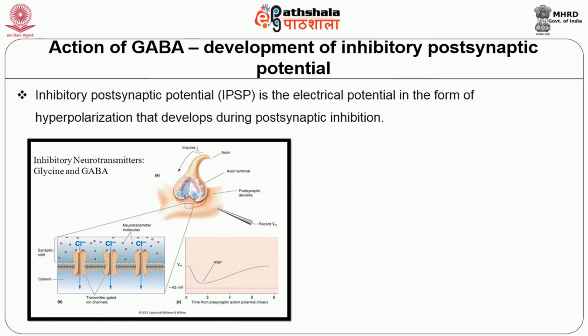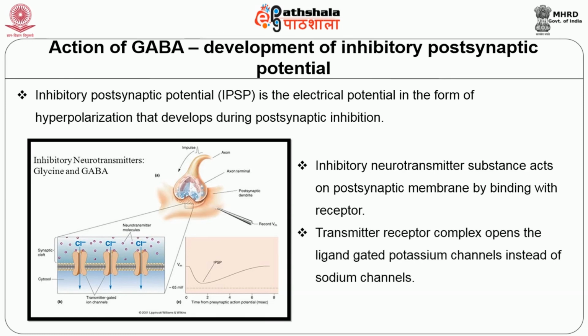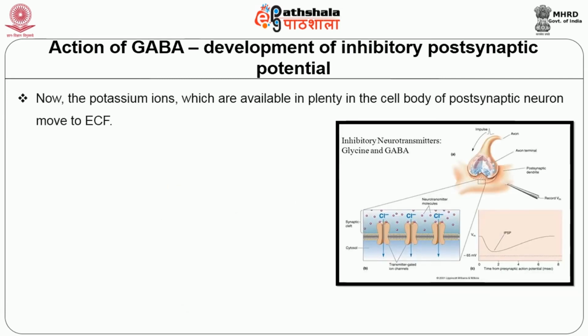This iPSP is the electrical potential in the form of hyperpolarization that develops during postsynaptic inhibition. The inhibitory neurotransmitter substance acts on the postsynaptic membrane by binding with the receptor. The transmitter-receptor complex opens the ligand-gated potassium channels instead of sodium channels. Now, the potassium ions, which are available in plenty in the cell body of the postsynaptic neuron, move to the ECF, that is extracellular fluid.